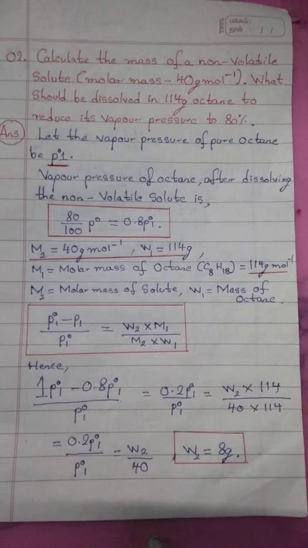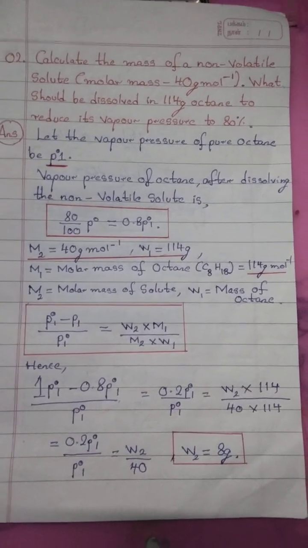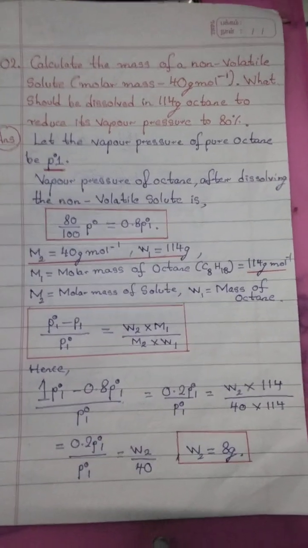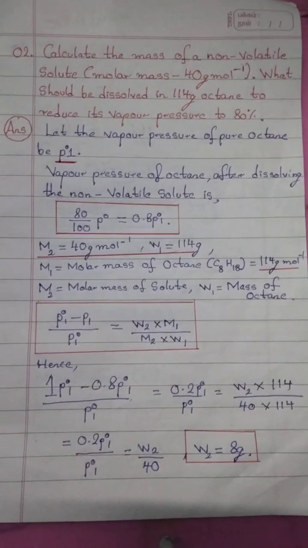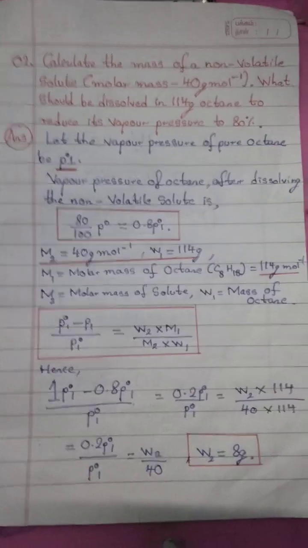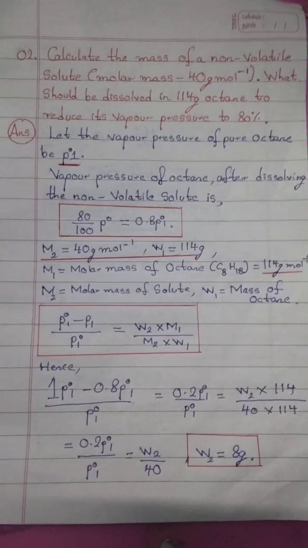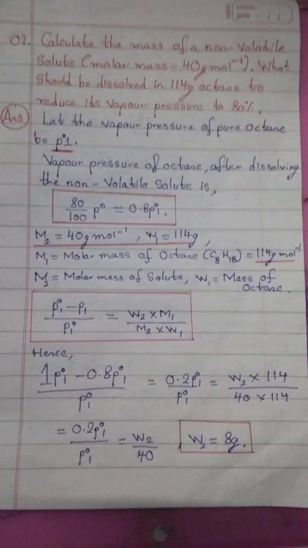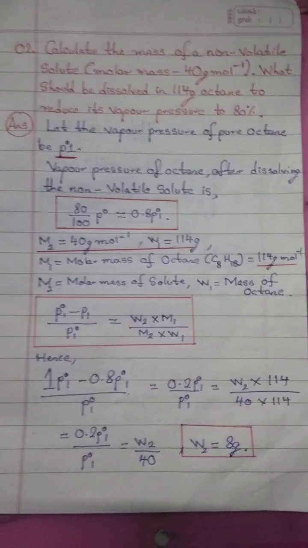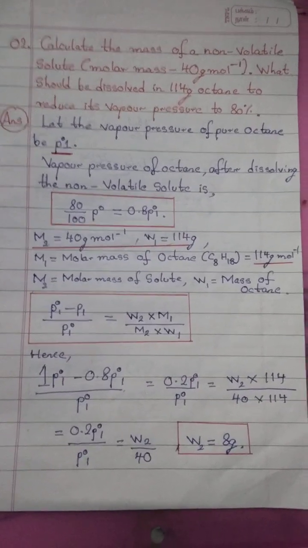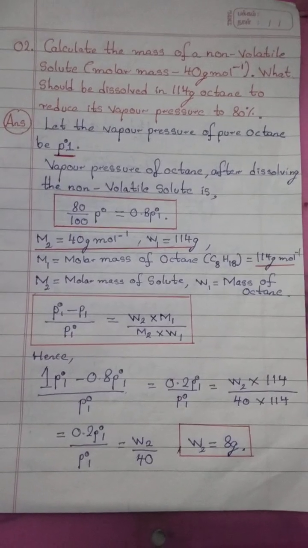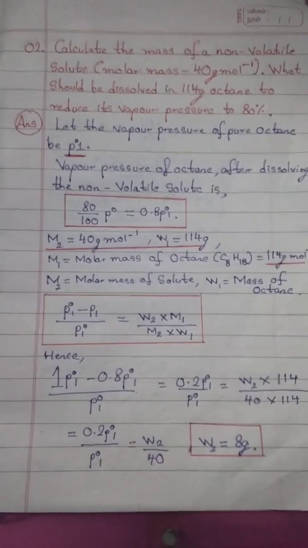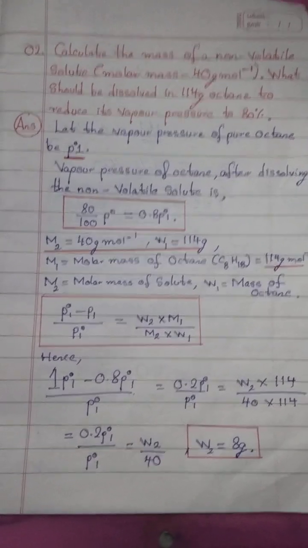Question number 2. Calculate the mass of non-volatile solute whose molar mass is 40 gram per mole, that should be dissolved in 114 gram of octane to reduce the vapor pressure to 80%. This is the question. Let the vapor pressure of pure octane, that is the pure solvent, be P01. Vapor pressure of octane after dissolving the non-volatile solute is 80 divided by 100 P01, since in the question the given data is 80%. So on simplification we get 0.8 P01.